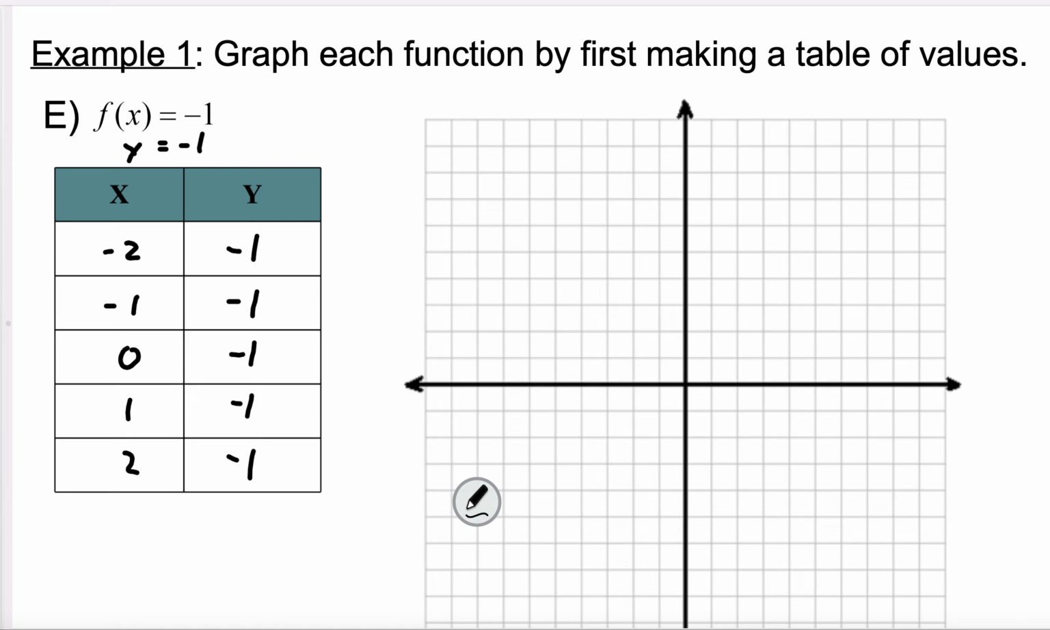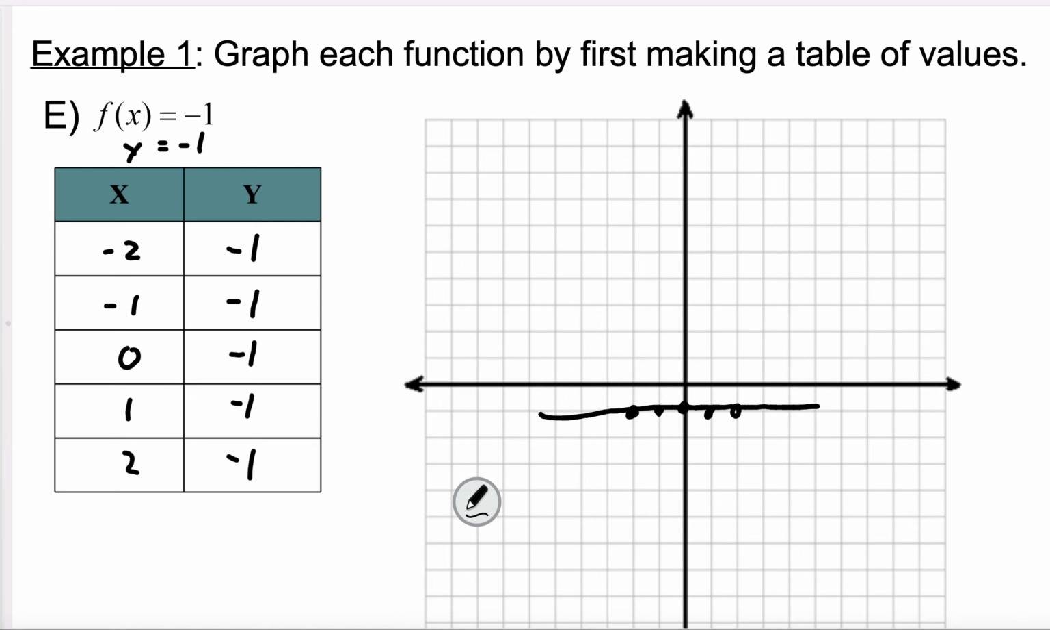Could you have picked 1, 2, 3, 4, 5? Sure, that would have worked as well. Or 0, 1, 2, 3, 4, that would have worked as well. So let's plot this. Negative 2, negative 1, negative 1, negative 1, 0, negative 1, 1, negative 1, and 2, negative 1.